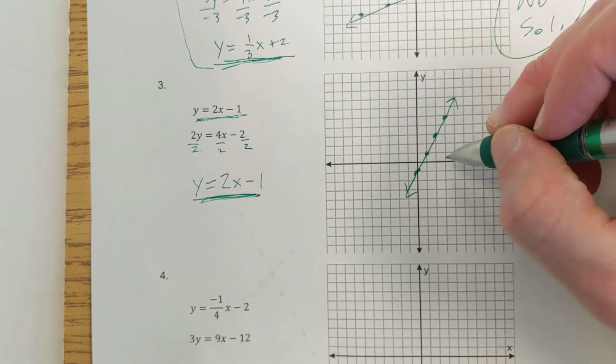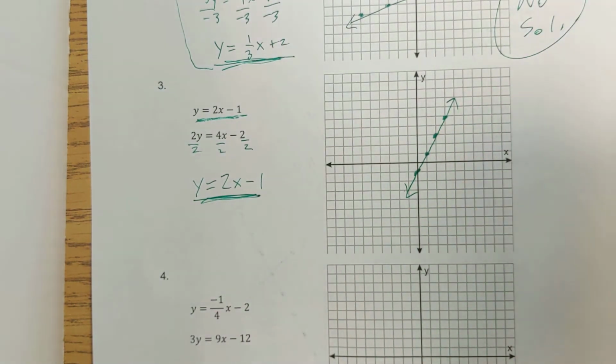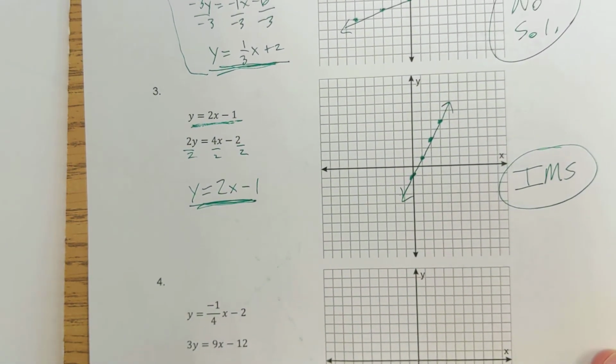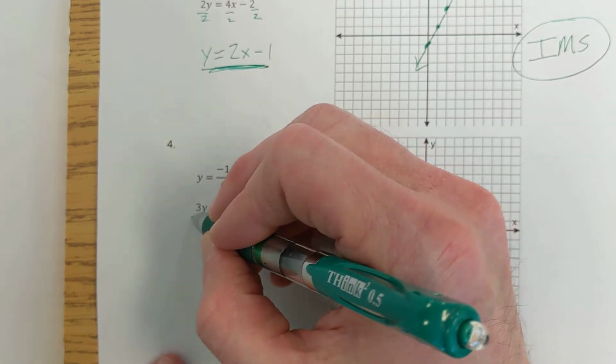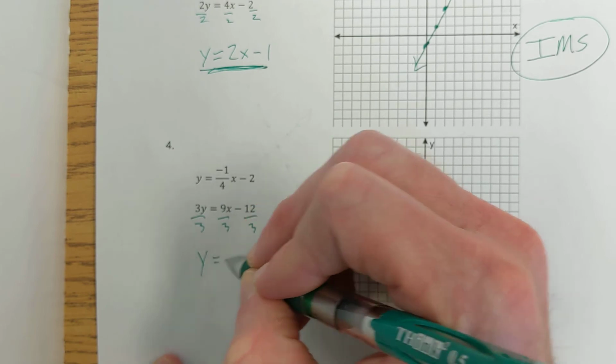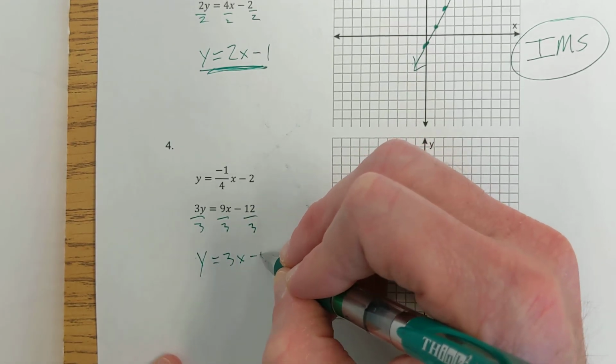So this one, we get infinitely many solutions. Okay? All right, and then this last one, we're going to solve for y, and I'm just going to put the solution on here. Y equals 3x minus 4.